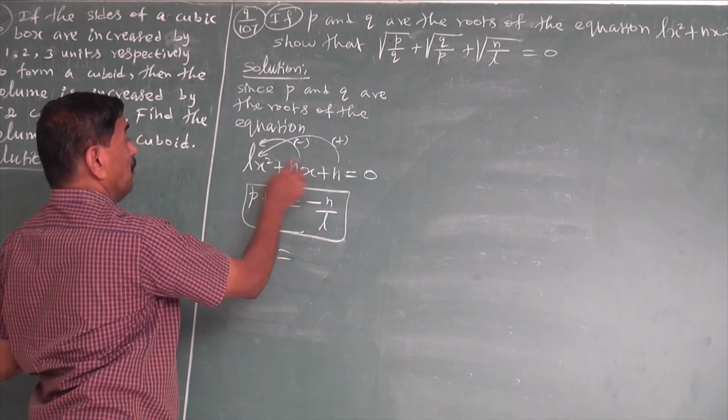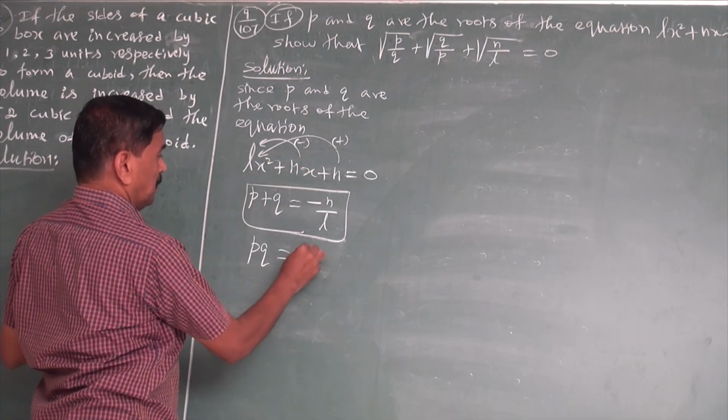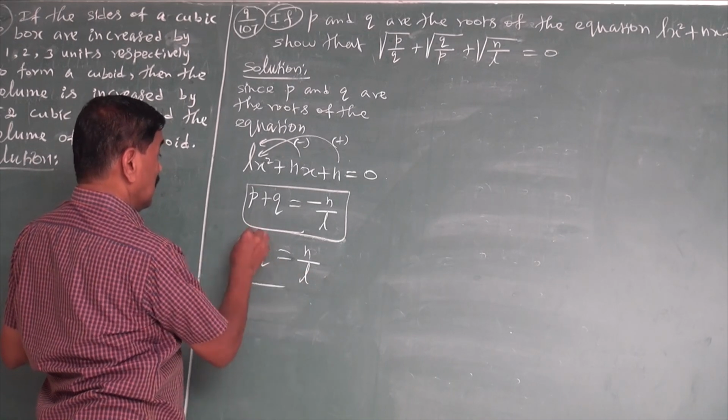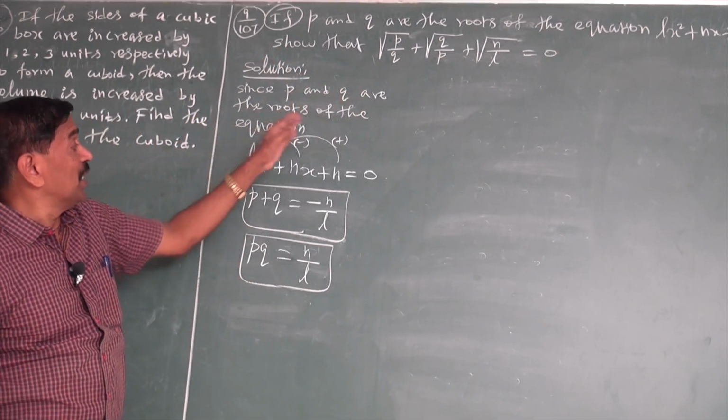So C by A. C by A means N by L. Here plus into plus gives plus. So N by L, which is the second answer. So the introduction is completed.